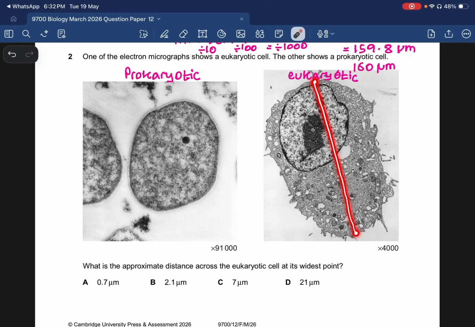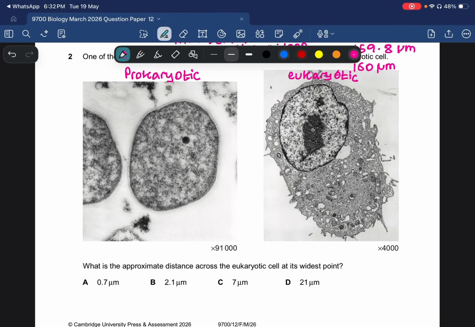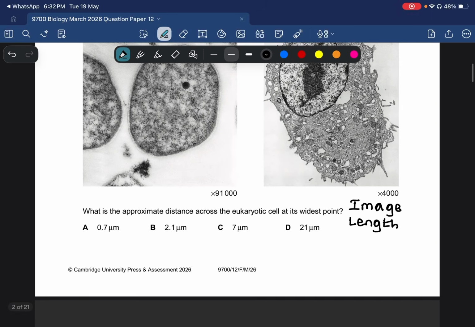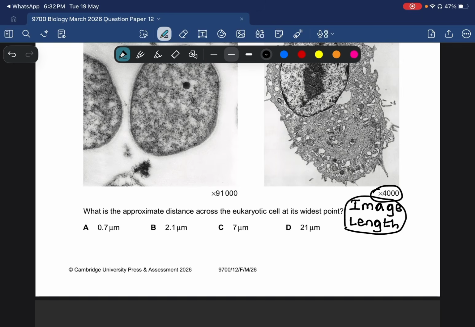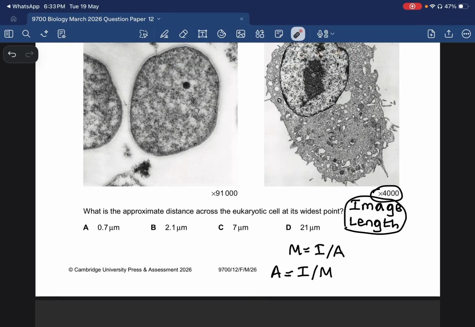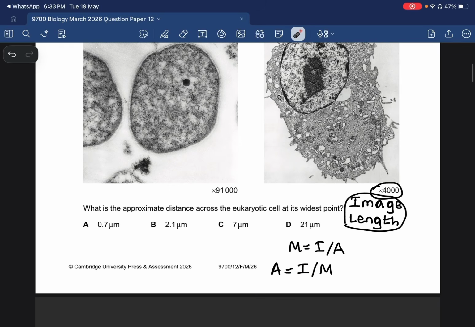Think about it. This length which you're measuring, this is in the image, right? You're not measuring this in real life. So the length which you're gonna get, is it gonna be the image length or is it gonna be the actual length? Of course, it is gonna be the image length. Now you have the image length and you have the magnification. You know the formula. Magnification is image size over actual size. So actual size becomes image size over magnification. You got your image size, put that in there. You have your magnification, put that in there, which is 4000, and you got your actual size.